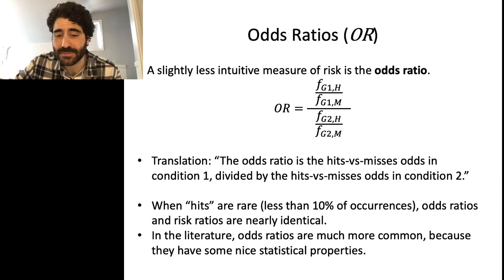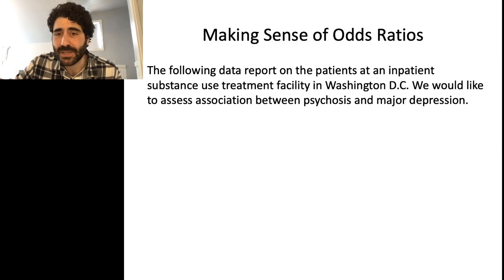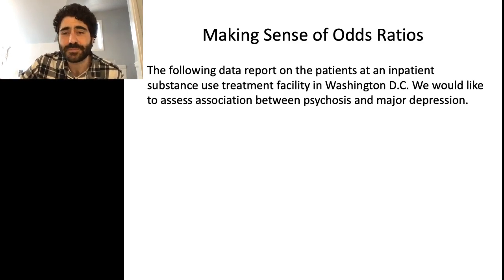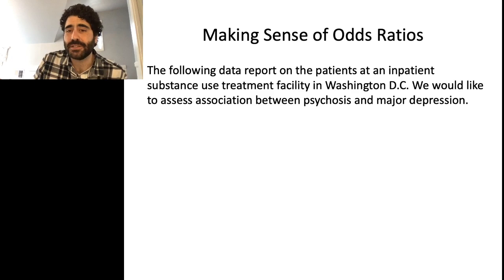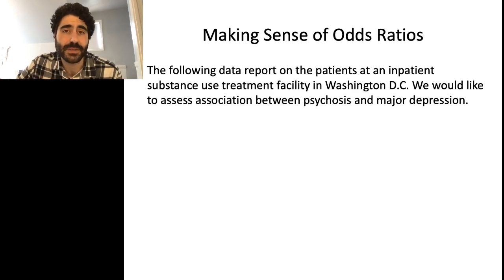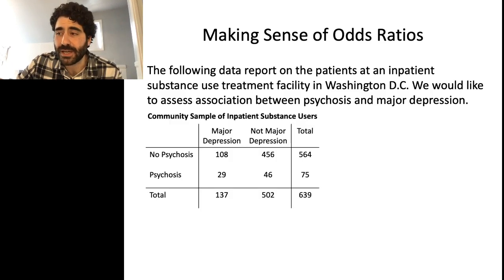For example, here's some data of people at a substance use treatment facility, and what we want to know is, among the people in this facility, is there a relationship between being diagnosed with psychosis and being diagnosed with major depression? We have our little contingency table like this, right? Again, we are splitting people up based on these two different factors, and we have counts here of each of the factors.